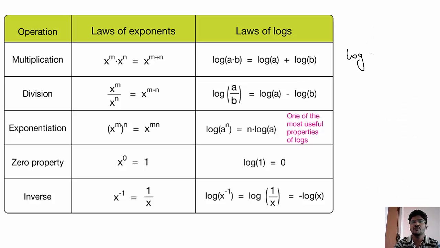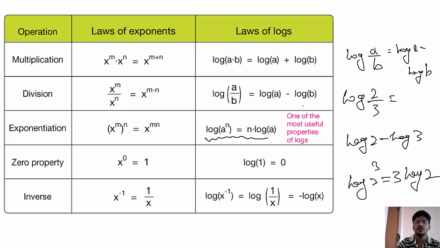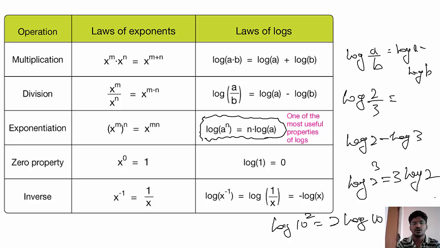In the same way, division law: log of a by b is log a minus log b. That is nothing but log of 2 by 3 can be written as log of 2 minus log of 3. Clear? In the same way, if you have log of 2 to the power of 3, you can write it as 3 times log 2. That is the exponential rule of log. That is nothing but log of 10 to the power of 2 can be written as 2 into log 10.